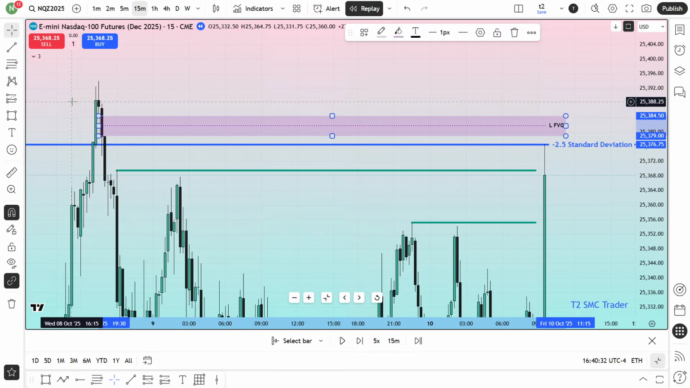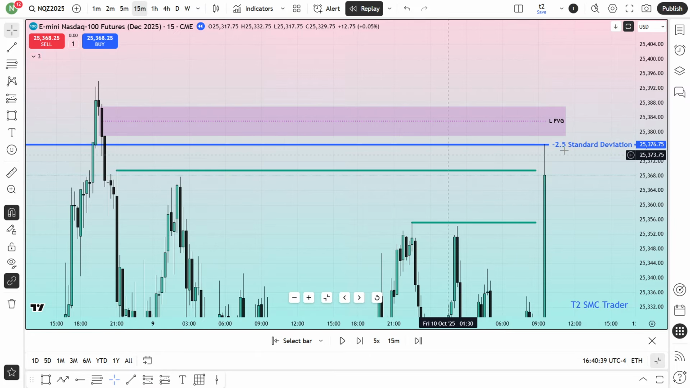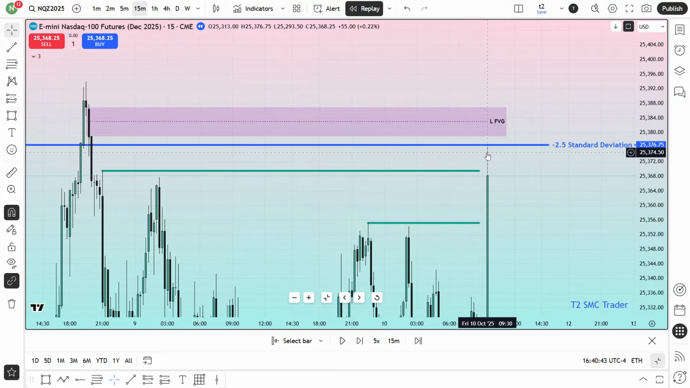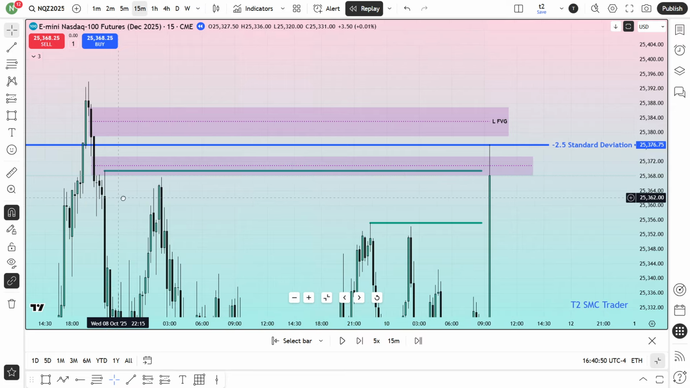This is the last fair value gap from that specific leg with the volume imbalance. This is the last fair value gap. Okay, over here, where did it come? Minus 2.5 standard deviation. What is that line level exactly? Entry fair value gap. Can you see the entry fair value gap over here? This is the entry gap.